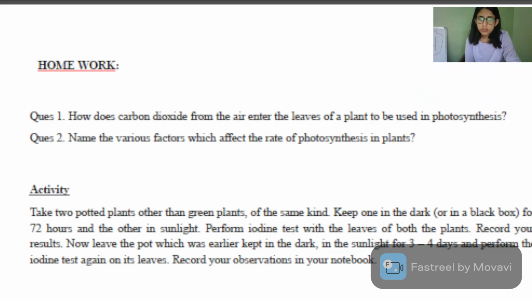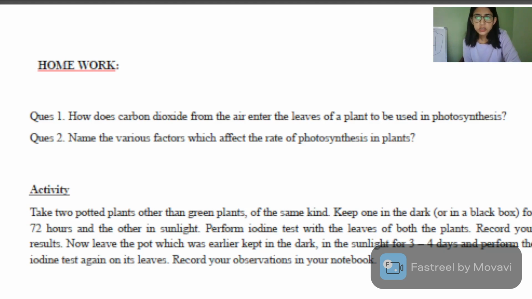The homework is that question 1 you will be doing is: how does carbon dioxide from the air enter the leaves of a plant to be used in photosynthesis? You will be finding out and writing these answers in your notebook. I have told this answer during the lecture as well, that there are structures present in the leaves which help in trapping the carbon dioxide present in the atmosphere.